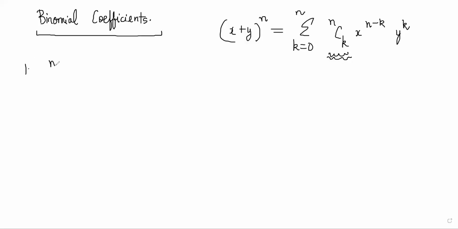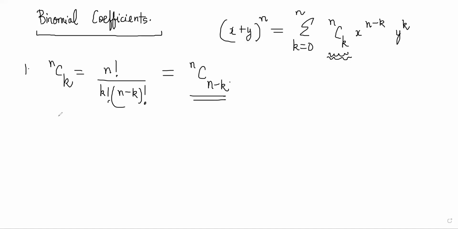So the first one is obviously the definition of nCk, which is n factorial by k factorial times (n minus k) factorial. And we know that nCk is equal to nC(n minus k). That is the first property. And you can also expand it and write it like this: n into (n minus 1) multiplied till (n minus k plus 1) by k factorial, right?